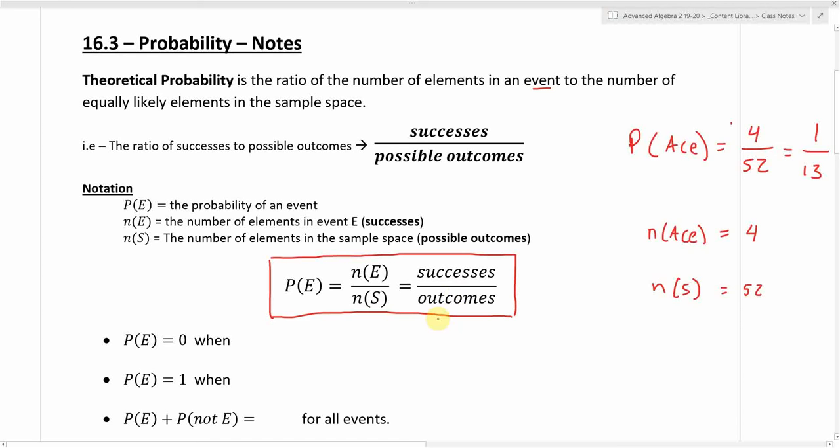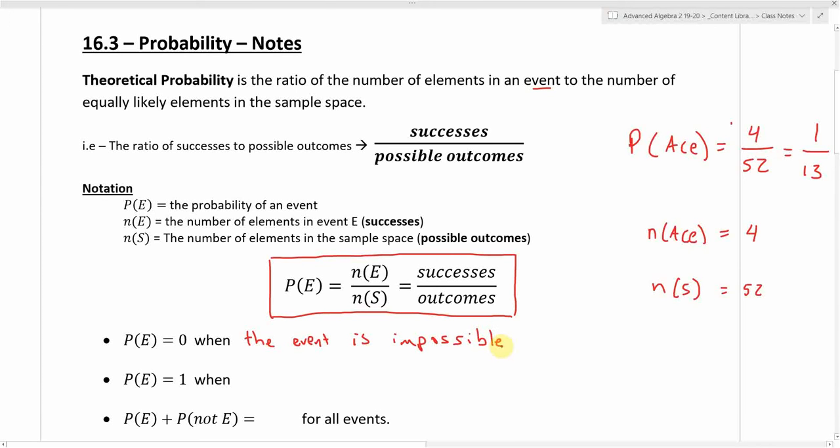Some important baseline rules for probability. The probability of an event is equal to 0 when it cannot happen. When there are 0 possible ways to achieve the event, we say that it has a probability of 0. So we would say that this is probability of E equals 0 when the event is impossible. Okay, that's what a probability of 0 means. Truly impossible. Not far-fetched, not incredibly unlikely, but actually impossible.